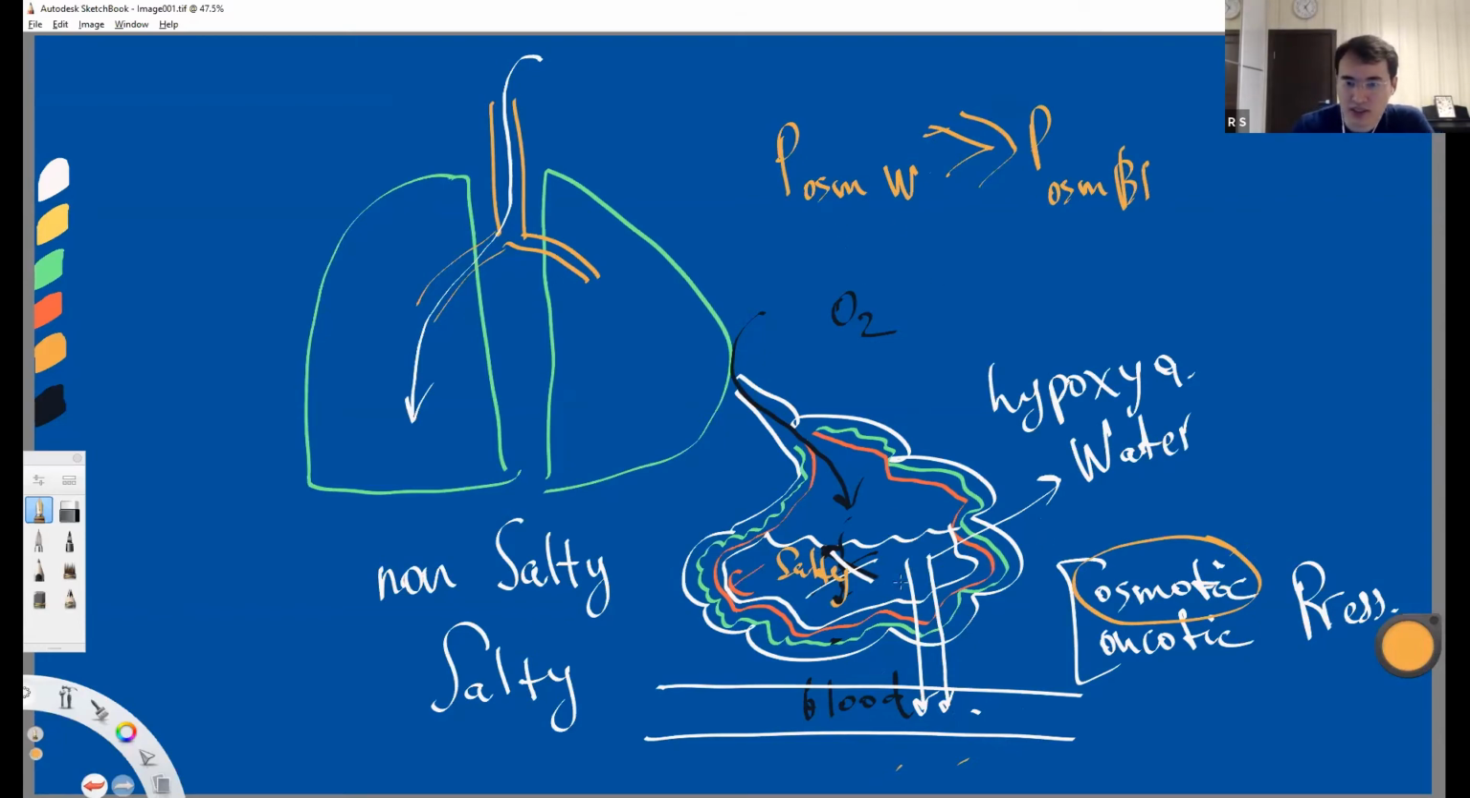And in this case, it will suck water from the blood, and the alveolar sac will never be freed from this water. So whenever salty suffocation happens, it's much worse.